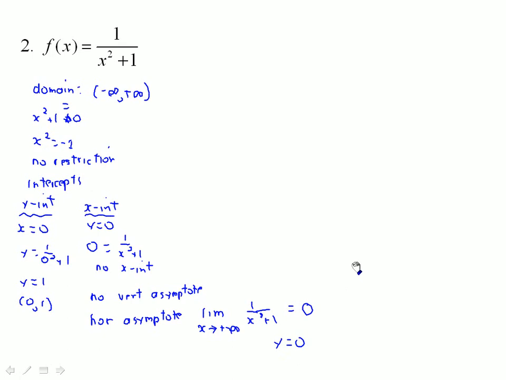And then move on to the symmetries. If you were to go f at negative x, you would get 1 over negative x squared plus 1. So f at negative x, simplify that, and you get 1 over x squared plus 1. So in fact, f at negative x is equal to the original function. So this is going to be even. Now, I'm not going to write this down, but it means that it is symmetric with respect to the y-axis.